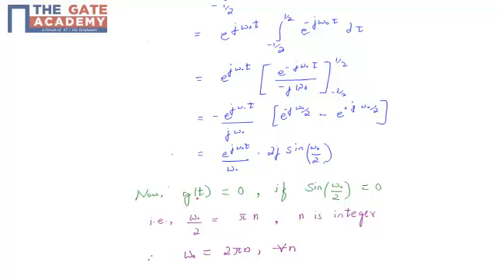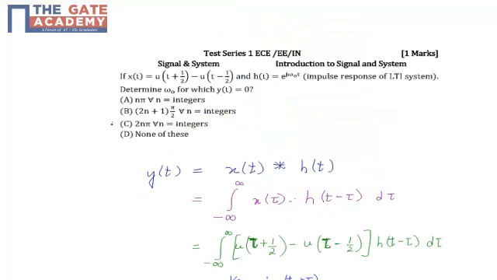Now if we want y(t) to be equal to 0, then sin(omega naught by 2) should be equal to 0. This would be 0 if omega naught by 2 is equal to pi times n, where n is an integer. So what we want is omega naught should be equal to 2 pi n for all n. So please remember, for this question the final answer is option C, that is 2 pi n for all n equal to integers.